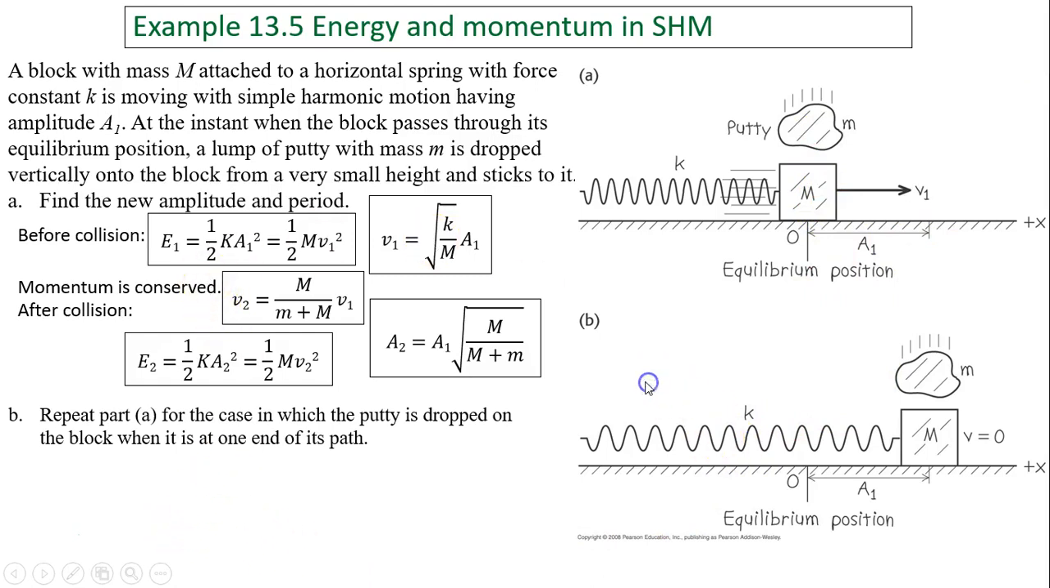What is the period? Period equals 2 pi square root of mass over k. Since your mass increased, your period has to increase. So it's going to vibrate a little back and forth slower.